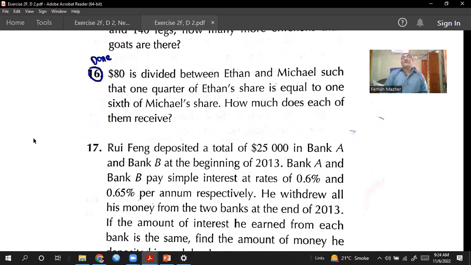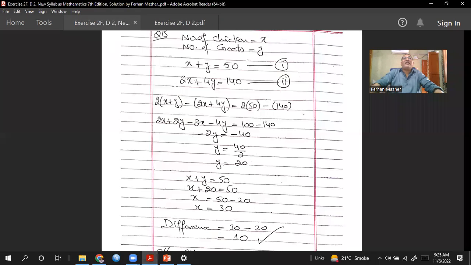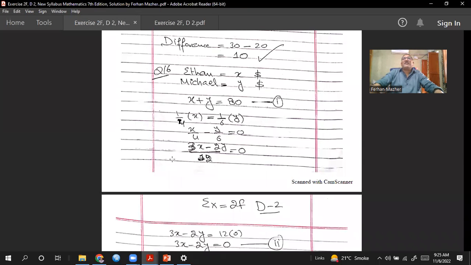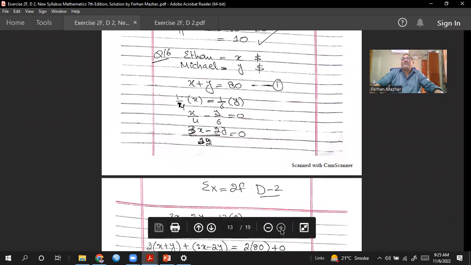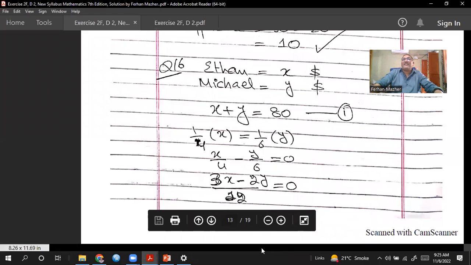Then he says that 1/4 of Ethan's share, 1/4 of the x, is equal to 1/6 of Michael's share, so 1/6 of the y. So 1/4 x is equal to 1/6 of the y. So very easy. We can make the equations from them and we can solve them. So let's see how we can do that.